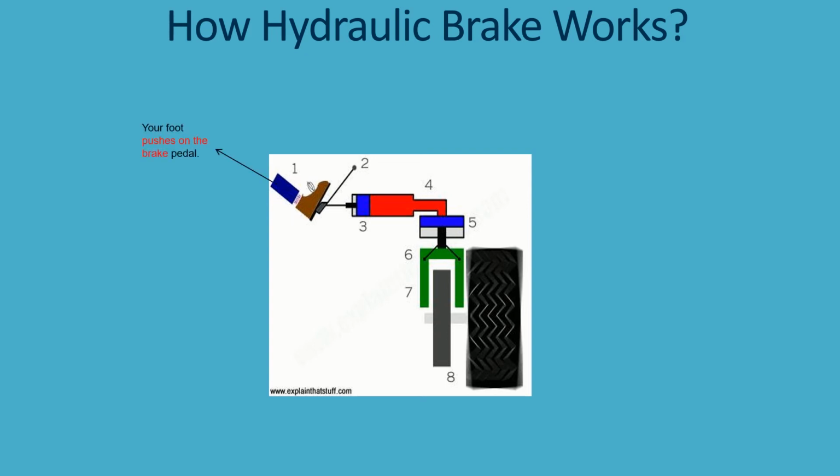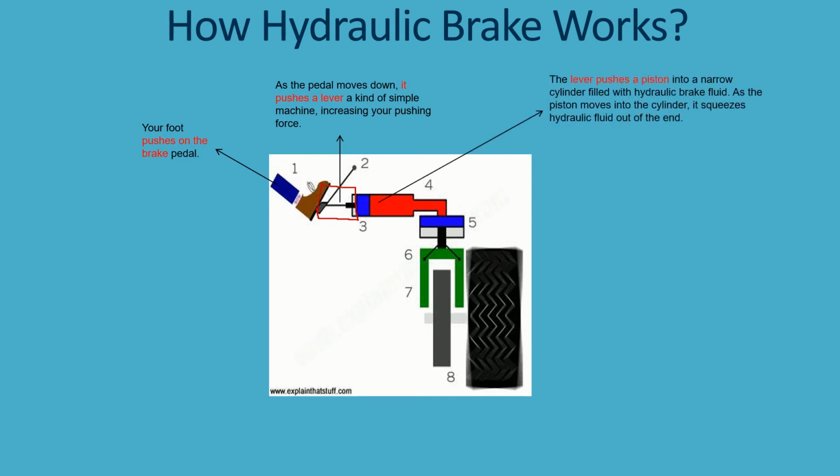Okay, first, your foot pushes on the brake pedal right here, and then as the pedal moves down, it pushes a lever, a kind of simple machine, increasing your pushing force. Okay, so this one right here is the lever. Then what happens next is the lever pushes a piston into a narrow cylinder filled with hydraulic brake fluid. As the piston moves into the cylinder, it squeezes hydraulic fluid out of the end. Okay, so this one occurs right here. This is the small piston.